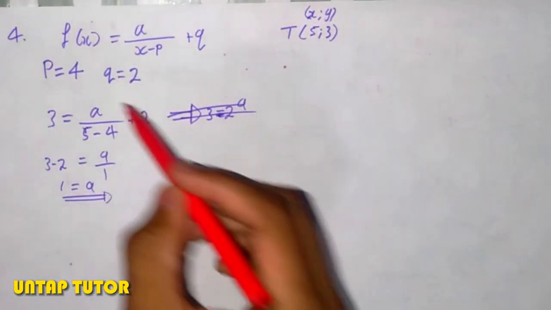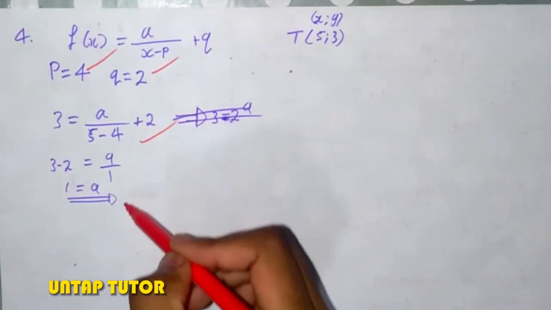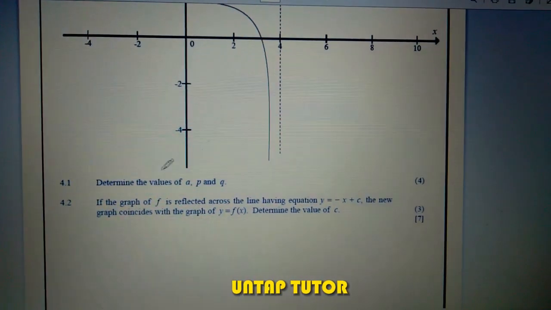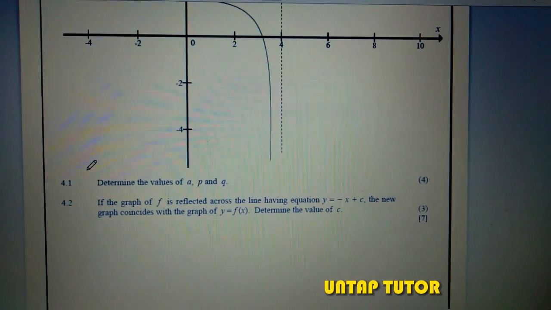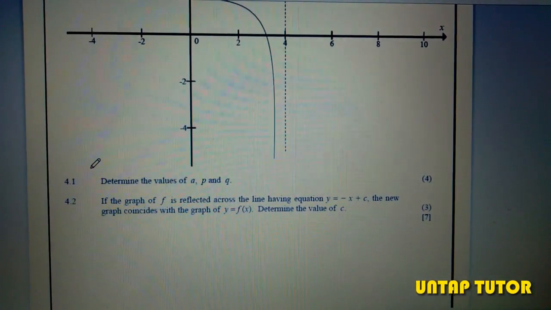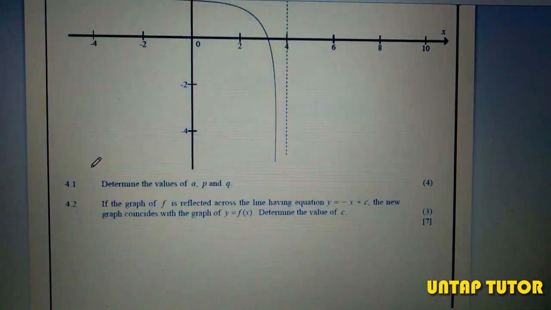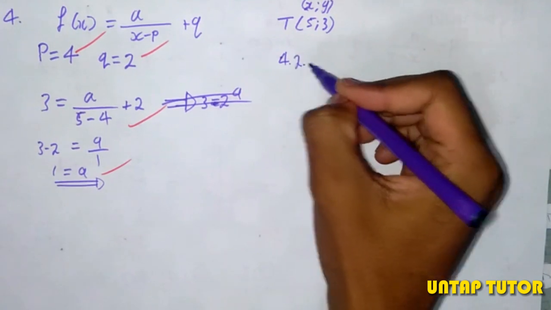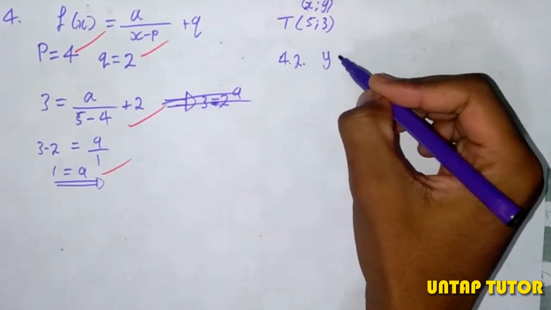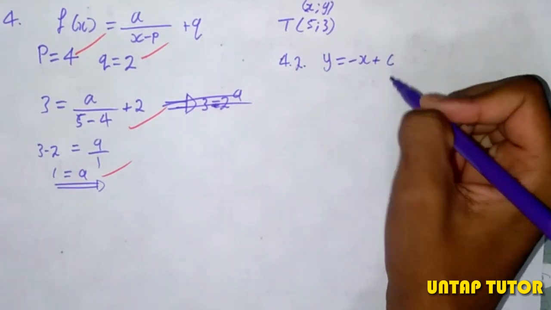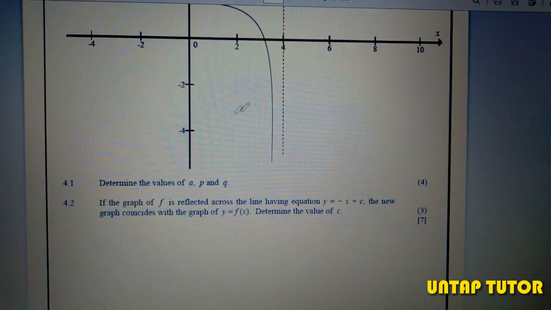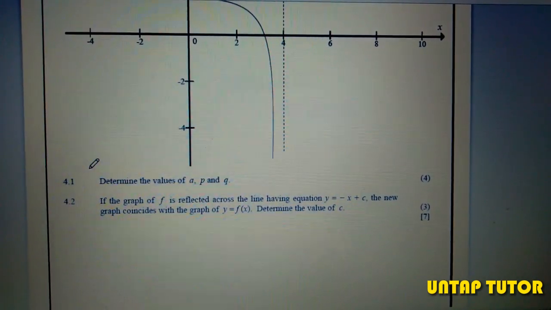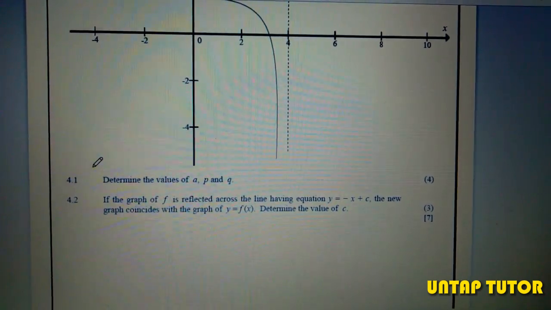So they are giving us 3 marks there, 1, 2, and then 3 for substituting, and then 4 for a. So the second question, and it's 3 marks by the way, which means it might be easier than the one that we just did. This is 4.2. They say if the graph of f is reflected along the line y is equal to minus x plus c, minus x plus c sounds familiar, and then the new graph coincides with the graph of y is equal to f of x, determine the value of c.